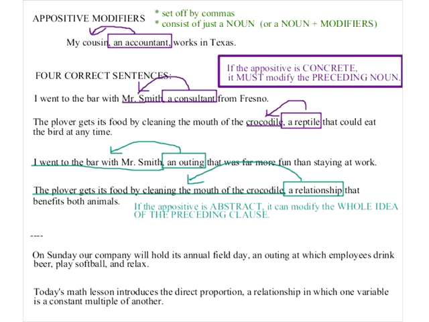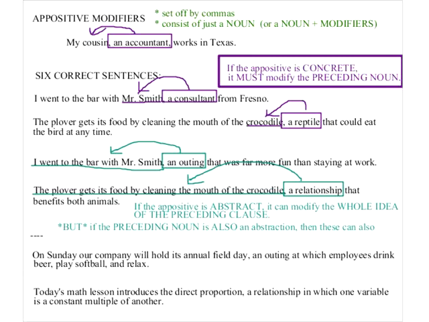So now let me change the word for to 6. Now we have 6 correct sentences. And here's your deal. The deal is, if the preceding noun is also an abstraction, then these can also modify the preceding noun.